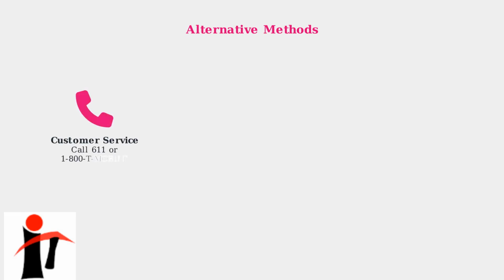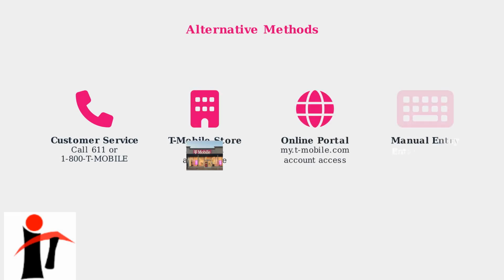You can call customer service at 611 or 1-800-T-Mobile for phone support. Visit any T-Mobile store for in-person assistance. Access your account through the online portal at my.tmobile.com or manually enter the activation code instead of scanning the QR code.